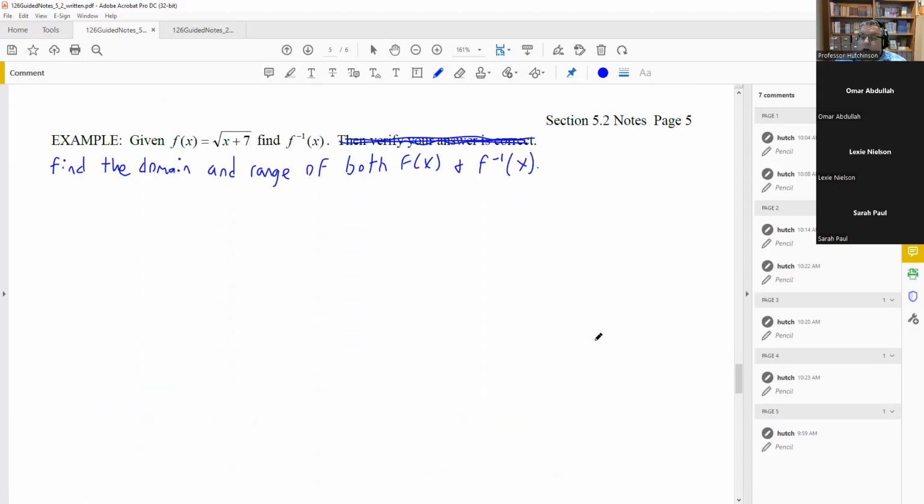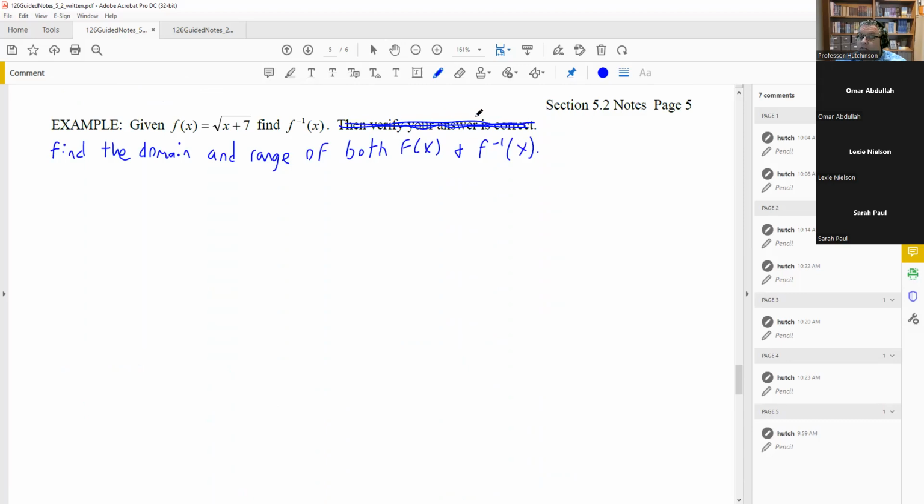All right, now this one, I went ahead and crossed out the verification. We're not going to do that part, but I'm going to add this because there are homework problems that have you find the domain and range of f of x and the inverse. I want to find the inverse first, so let's start by doing the same 4-step process. Then once we have all those, we'll jump into doing this.